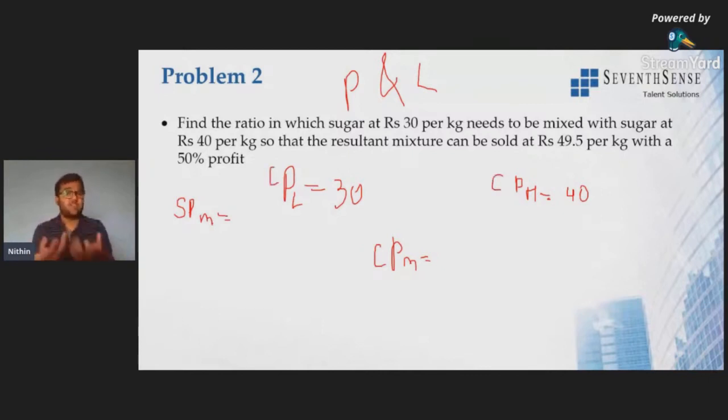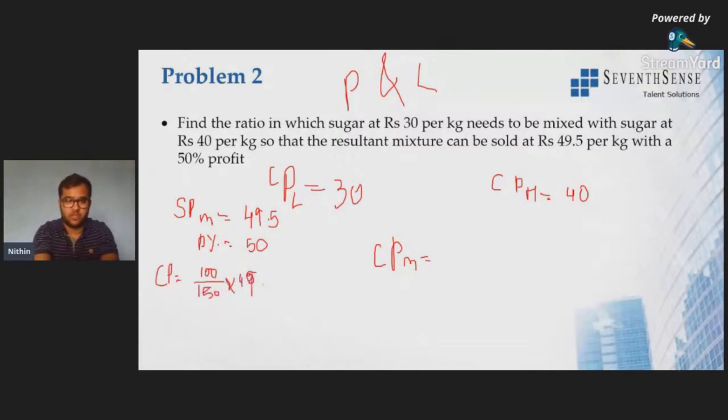Only if we know the cost price we will be able to find out the quantity, but they have given the selling price. Find out the cost price of the mixture. Selling price is 49.5, profit percentage is 50%, right? Find out the cost price. You know the cost price formula, right? So it is 100 over 150 into 49.5. So it becomes 495 by 15. 15 into 33 is 495. So the cost price of the mixture will become 33.